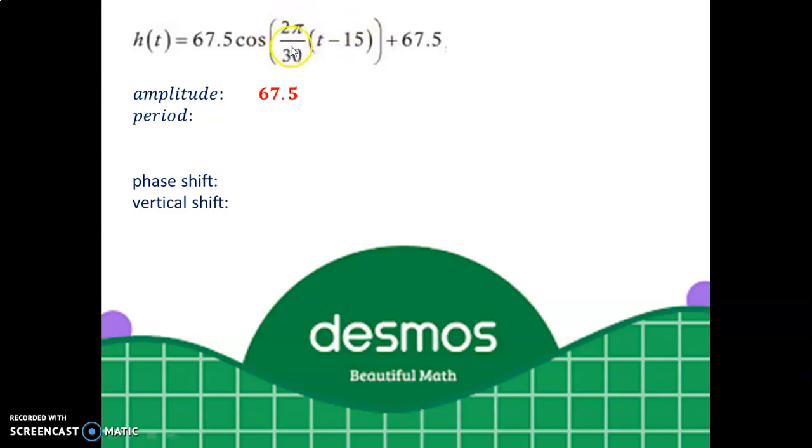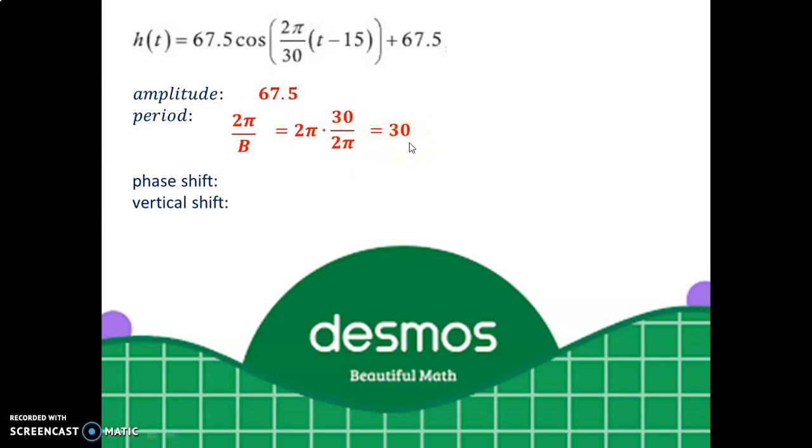So this here, when you get the period, the period is calculated this way. We take 2 pi, which is a normal length of a period, and we divide by b, which is this value here. So if you take 2 pi and divide by this, it's like saying 2 pi divided by this fraction, which means we can multiply by the reciprocal of this fraction. So 2 pi times 30 over 2 pi. The 2 pi's cancel, and we get a period of 30.